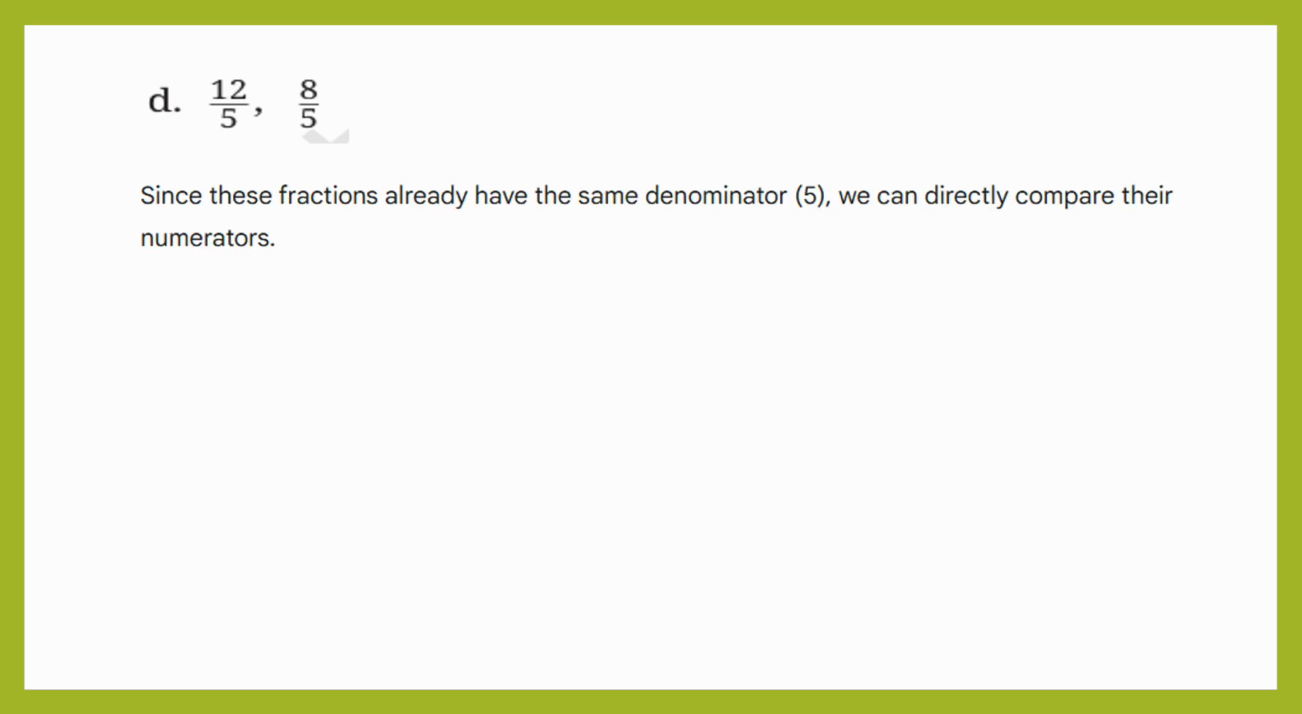12 by 5 and 8 by 5. Since these fractions already have the same denominator 5, we can directly compare their numerators. The numerators are 12 and 8. 12 is greater than 8. Therefore, 12 by 5 is greater than 8 by 5.